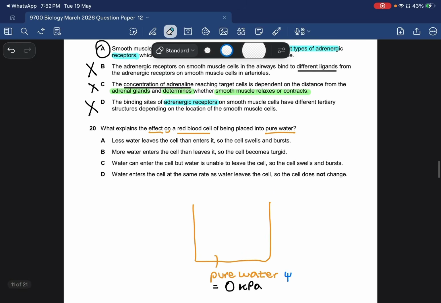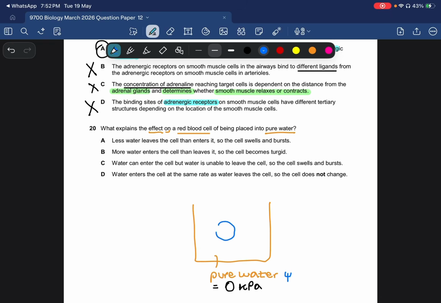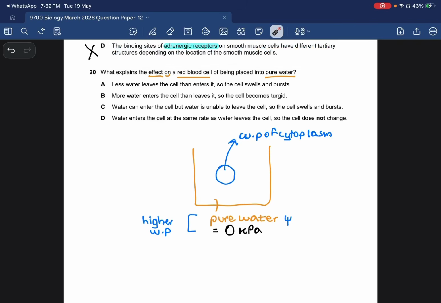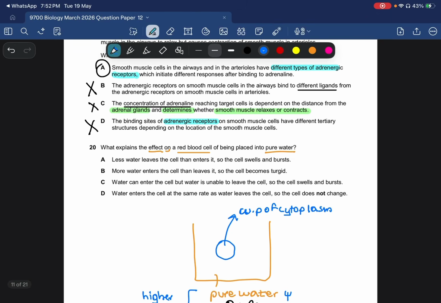But anyways, this wasn't the question. Let's see what the question is. What happens to the red blood cell if you place it in pure water? Pure water, of course, has a higher water potential compared to the water potential of the cytoplasm of the red blood cell. So the surroundings have a higher water potential, and the inside is going to be lower. So how does osmosis happen? What is the definition of osmosis? It is the movement of water from a region of high water potential to a region of low water potential down the water potential gradient through a semi-permeable membrane. So the water is going to go inside the red blood cell.